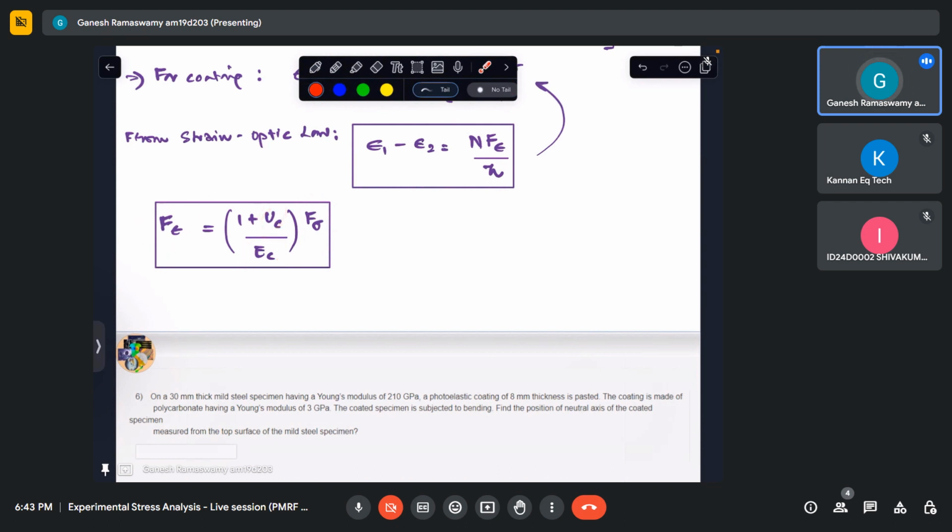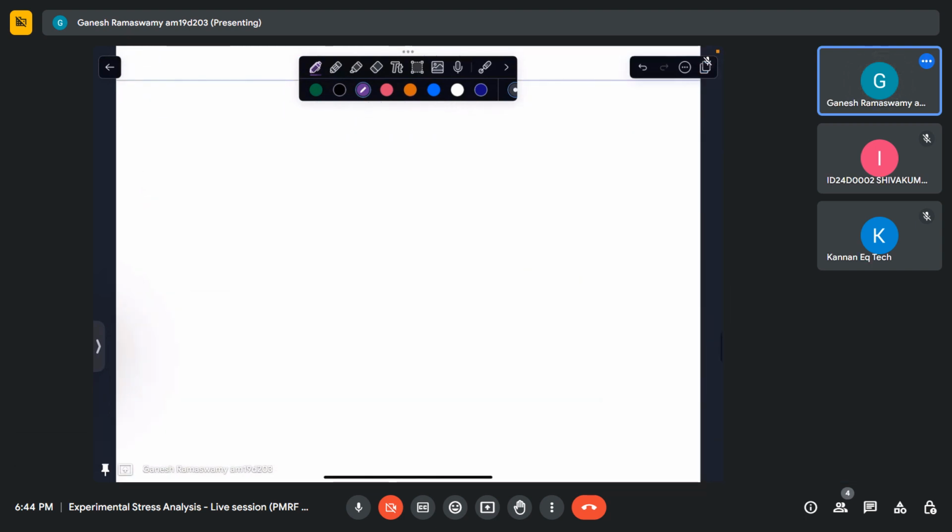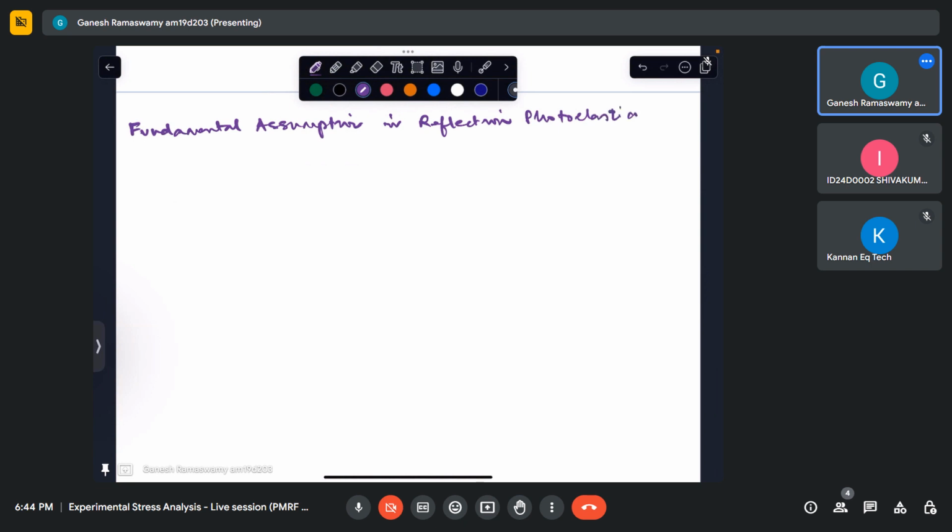Having said that, the fundamental assumption in reflection photoelasticity is that the strains are compatible, meaning at the interface, at the junction of coating and specimen, strains are identical, or compatible, or howsoever we call it. There is strain compatibility there, which means the adhesive is holding.